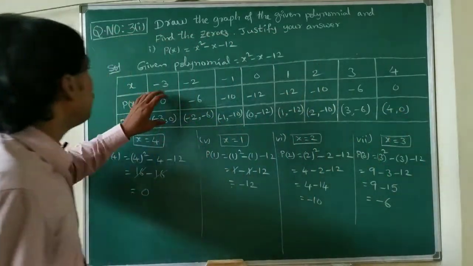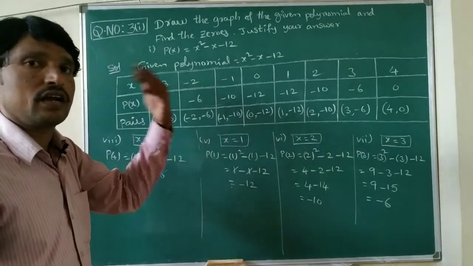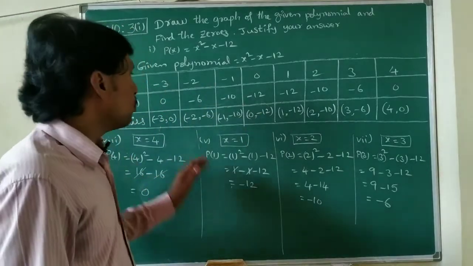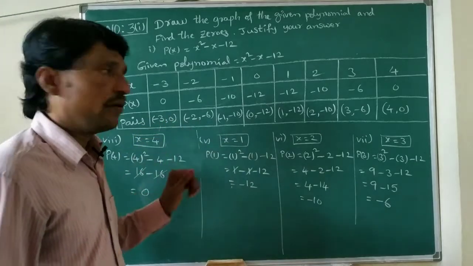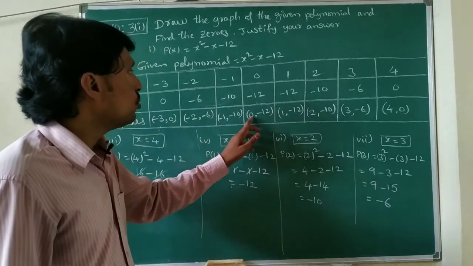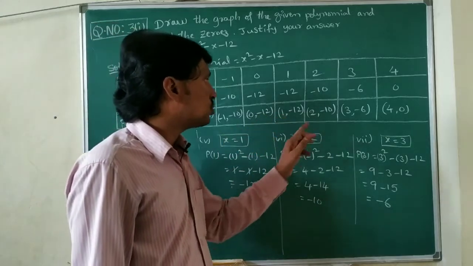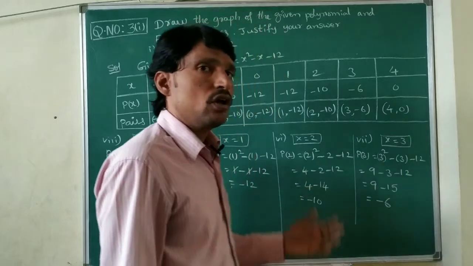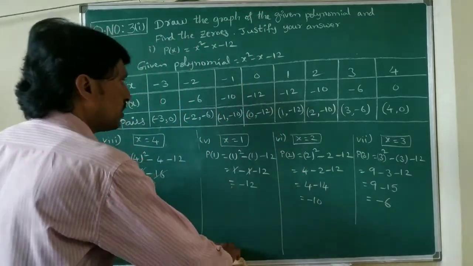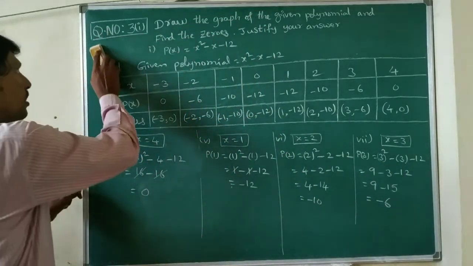Now these pairs we can plot on the graph sheet. We are getting the zeros. So these pairs are minus 3 comma 0, minus 2 comma 6, minus 1 comma 10, 0 comma minus 12, 1 comma minus 12, 2 comma minus 10, 3 comma minus 6, 4 comma 0. We can plot them on the graph sheet. We are getting the zeros. Now see here.